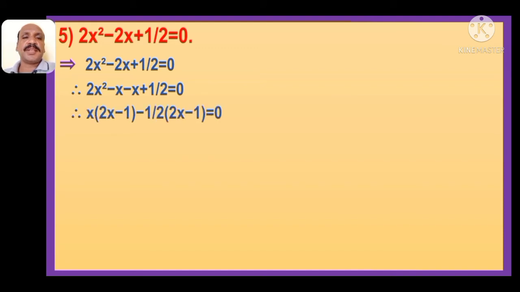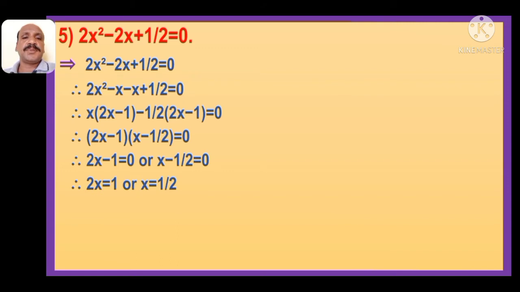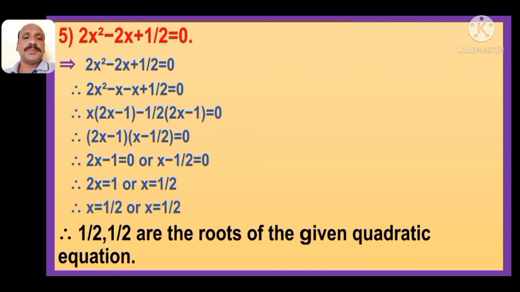Therefore, x into 2x minus 1 upon 2 into 2x minus 1 is equal to 0. The equation becomes 2x minus 1 into x minus 1 upon 2 is equal to 0. Therefore, 2x minus 1 is equal to 0 or x minus 1 upon 2 is equal to 0. Therefore, 2x is equal to 1 or x is equal to 1 upon 2. Therefore, x is equal to 1 upon 2 or x is equal to 1 upon 2. Therefore, 1 upon 2 and 1 upon 2 are the roots of the given quadratic equations.